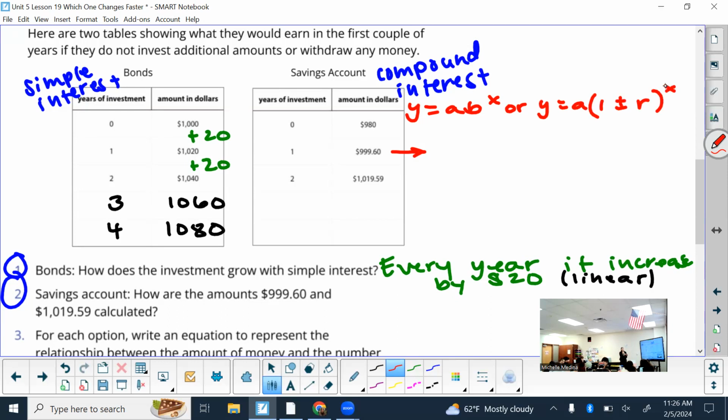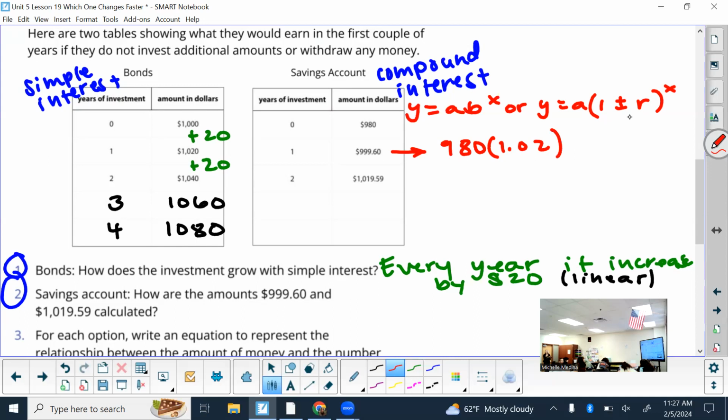Maybe that will help. So then table 8, what should my A be? 980, because that's always your starting amount, the A. What should my B be? Table 1, can you jump in? What should the B be for this one? 1.02, good. So that would be 1 plus because it's growing. 0.02 is the equivalent decimal to 2%.